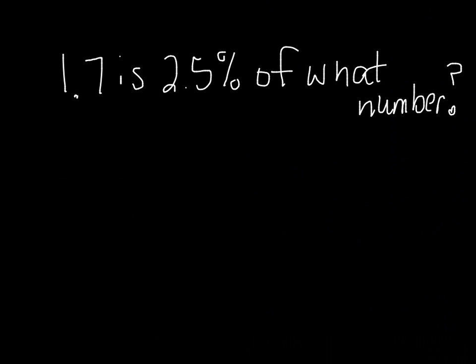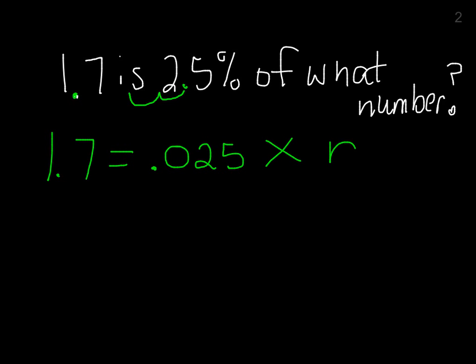This time it says 1.7 is 2.5% of what number? Okay, so it's a little bit harder because we have kind of a more complicated fraction or decimal in our percent. So I'm going to start out by writing 1.7, and then is means equals 2.5%. To change to a decimal, remember, you still move it 2 places to the left, and so I have 0.025. Okay, and then the of becomes times, and the what number is my missing number.